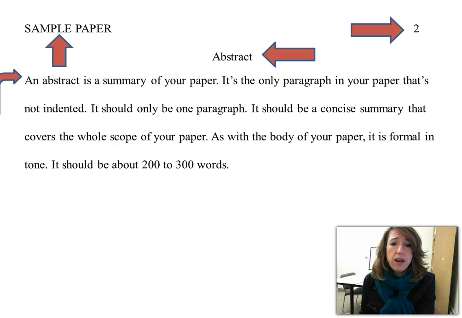Now, I'm sure you know this, an abstract is a brief, clear, concise summary of your paper. It does not introduce new information, nor is it evaluative. It's also pretty short. It's about 200 to 300 words.